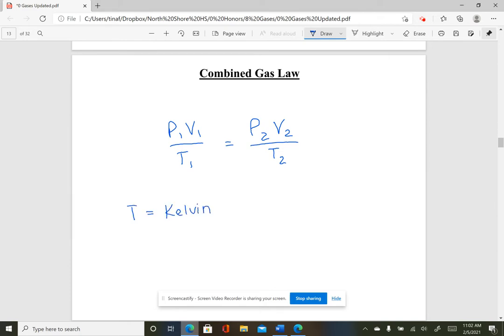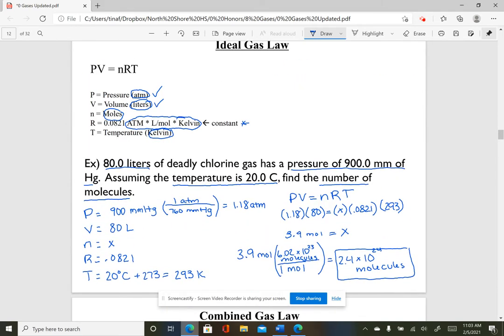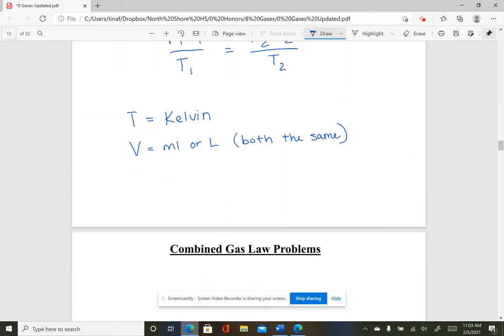So important things to keep note of: the temperature has to be in Kelvin. If they give you Celsius and you plug that into this equation, you will not calculate the correct answer. So that has to happen. The volume can be in milliliters or liters. It doesn't matter which one as long as they're both the same unit. So like if V1 is milliliters, V2 also has to be milliliters. But you can use milliliters, unlike in this formula up here where it had to be in liters.